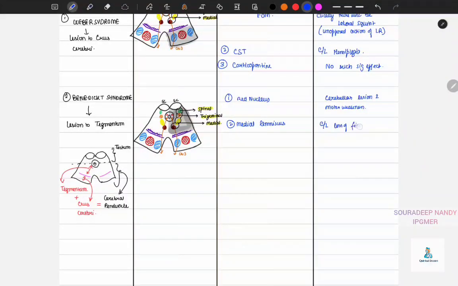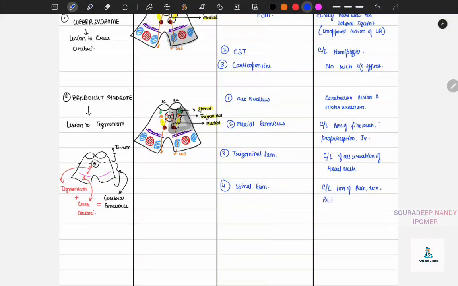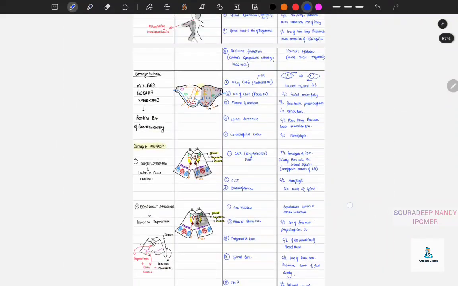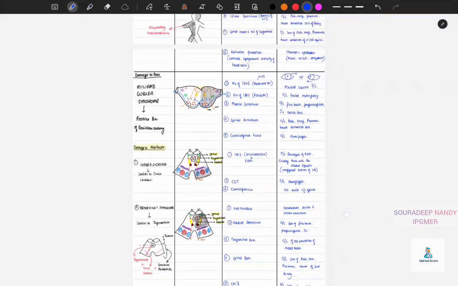Number two, medial lemniscus: contralateral loss of fine touch, proprioception, joint vibration sense. Third, trigeminal lemniscus: contralateral loss of all sensation of the face, head and neck. Number four, spinal lemniscus: contralateral loss of pain, temperature, pressure, touch of the full body. And number five, the third cranial nerve, so there will be lateral squint and loss of the medial rectus. So this is in short the various lesions and their effects in the brainstem.